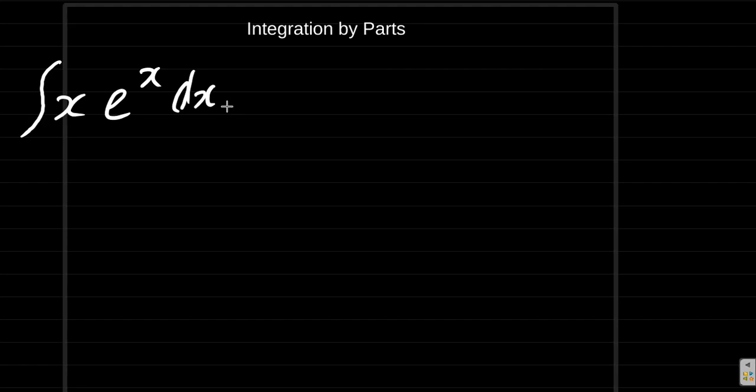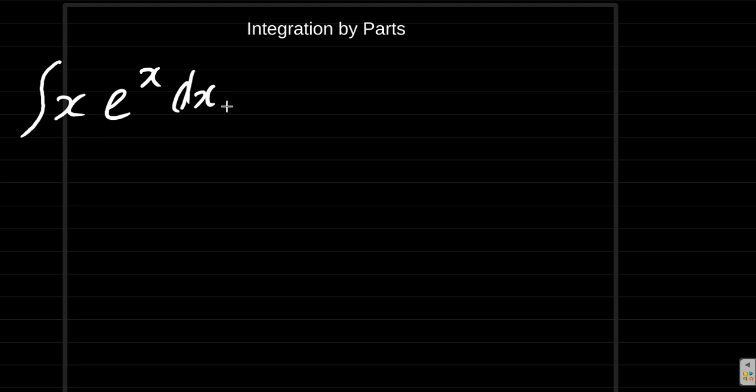Let us look at this integral. It's the integral of x e to the x dx. Now, we can see that you have two functions in x that multiply each other. If you try to use substitution, it would not work.